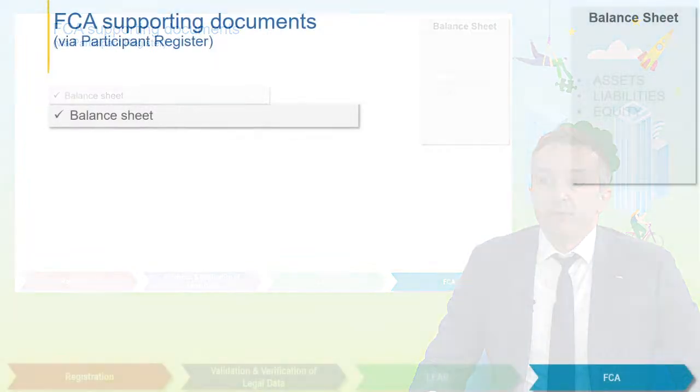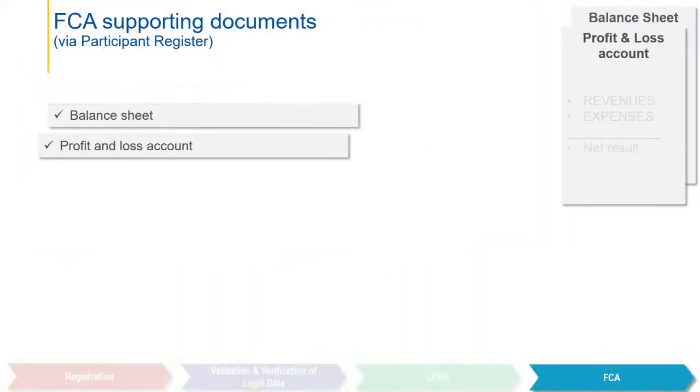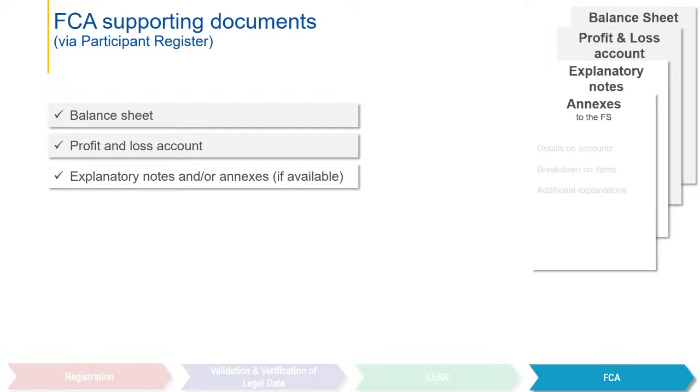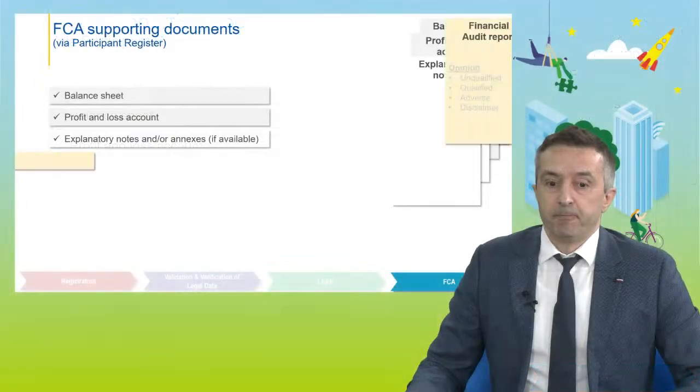What are the documents we need to assess the financial capacity? These are the main accounting reports: the balance sheets with the statement on financial position, the profit and loss accounts with the statement on financial performance, and also the explanatory notes or annexes if available. For us, these notes are very important because they provide additional information which normally is not laid down in the documents, on the balance sheet and on the profit and loss account. So please, if you have these annexes, provide them to us because this will help the process.